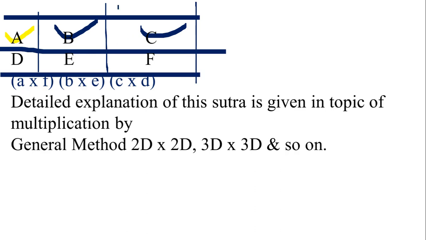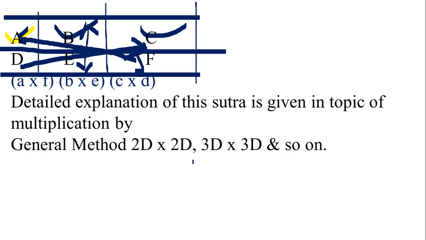You can see here A into F. If you have 3 columns, you will have to multiply crosswise like this, A to F. And I told you it is vertical and crosswise. So vertical you will have to use B into E and then D into C. So this is crosswise and this is vertical. That is the foundation, that is the concept of this formula.